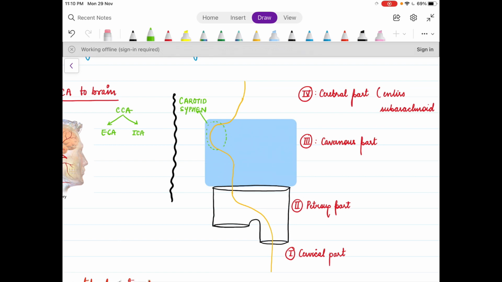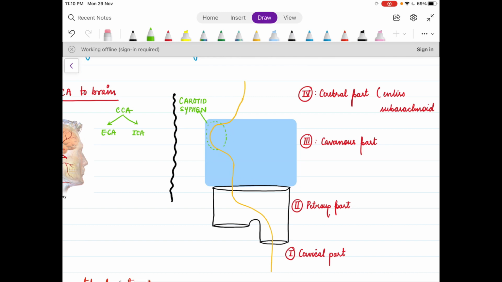Now we'll discuss the course of the internal carotid artery from the neck to the brain. First is the cervical part. This part is responsible for the region in the neck. Here it gives no branches. The second is the petrous part, which travels in the carotid canal present in the petrous part of the temporal bone and is responsible for giving rise to some bony branches.